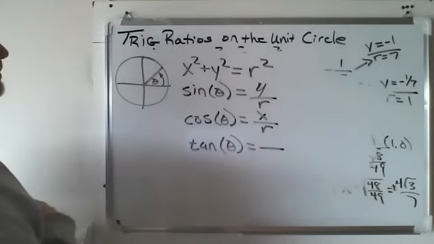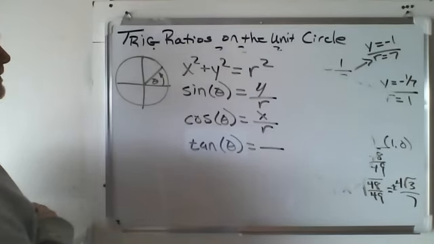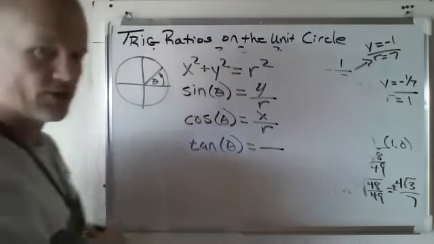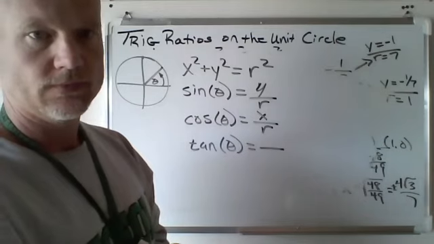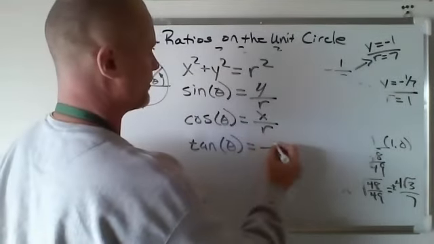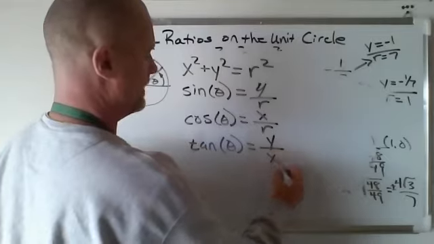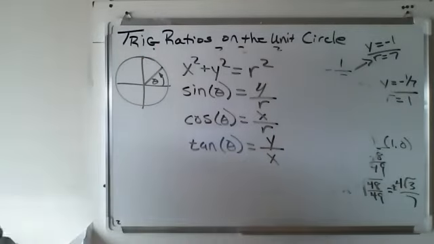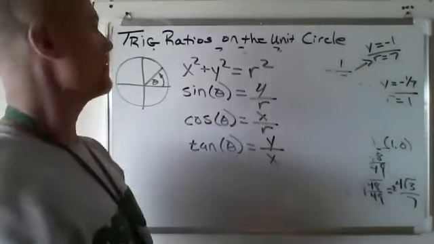It's opposite over adjacent. Pause the video, draw it out. Okay, now you're back. So you're right, opposite is going to be the y, and the adjacent is going to be the x. So the tangent is going to be y over x. All right, so there we go.